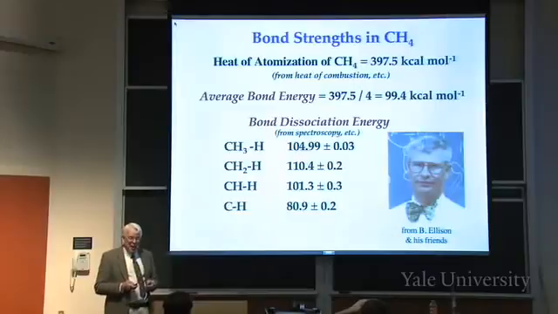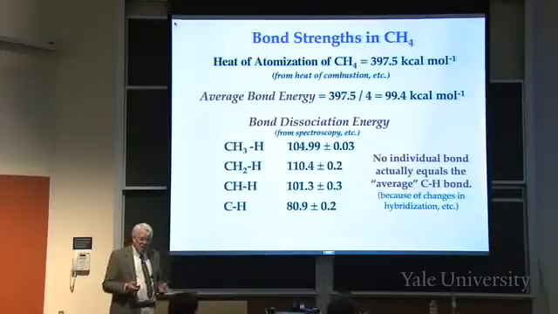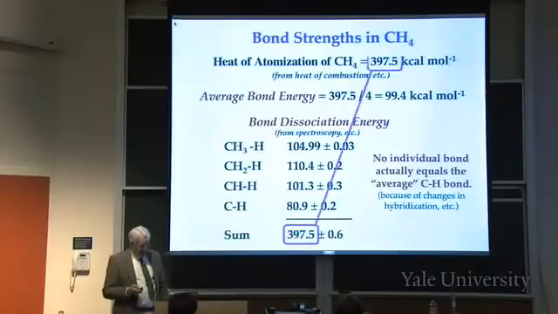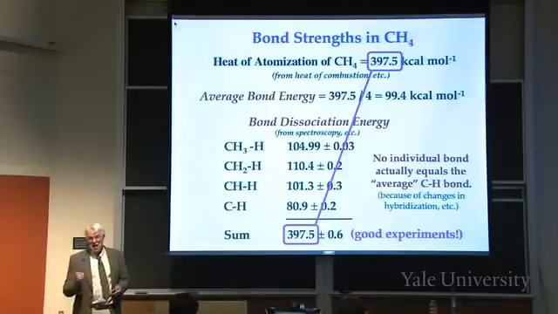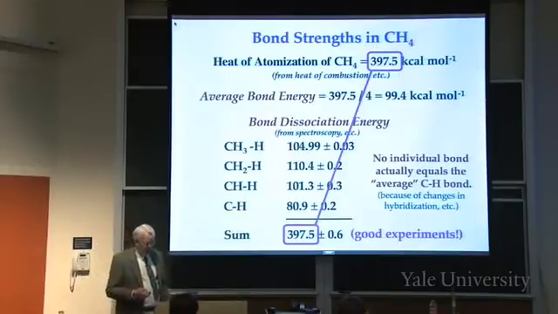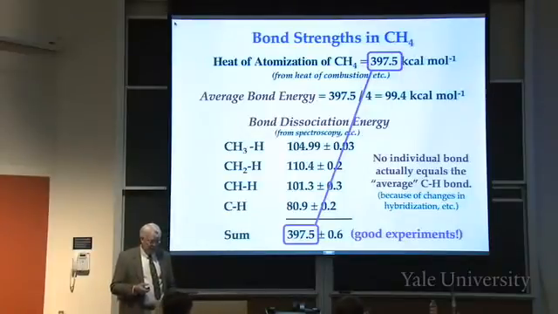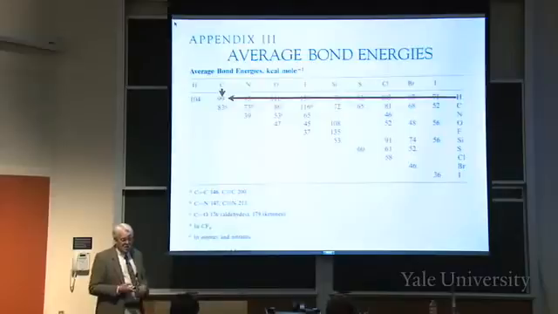But the neat thing about it is, no individual bond equals the average, right? But if you add all those four numbers together, you get 397.5, which is precisely the average. So these are very good experiments. So we know through heroic spectroscopy and this work of Chupka and Ingram, we know what these bond energies and bond dissociation energies are.